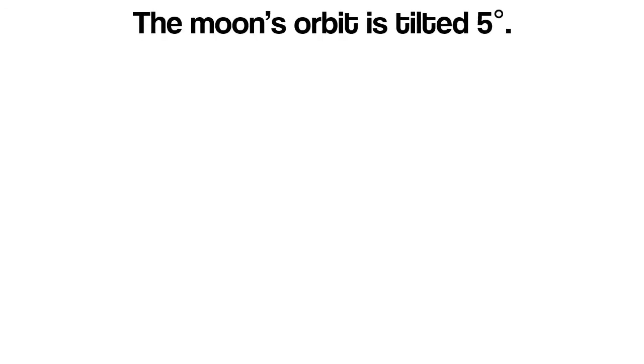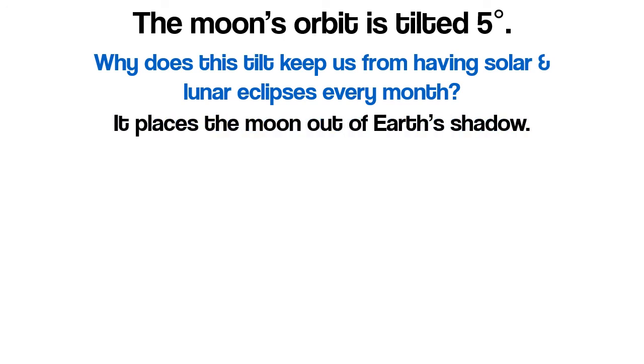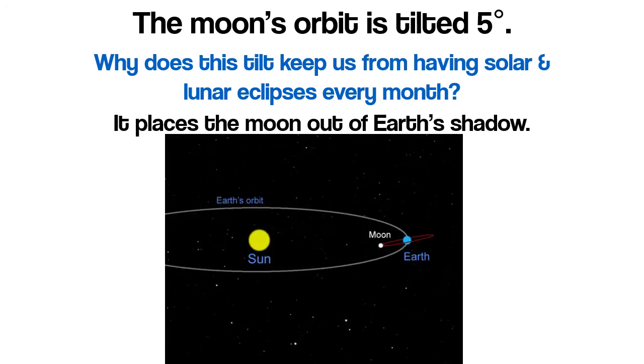The answer is because the moon's orbit is tilted 5 degrees. And so what that does, that tilt is what prevents us from having eclipses every month. And the reason for that is because it puts the moon just out of Earth's shadow. Let me show you what I mean here, and this is a little hard to see. If you'll look at this white line here, remember that is our orbit around the sun, okay? And you can kind of see that it's flat to the level or the plane of the sun.